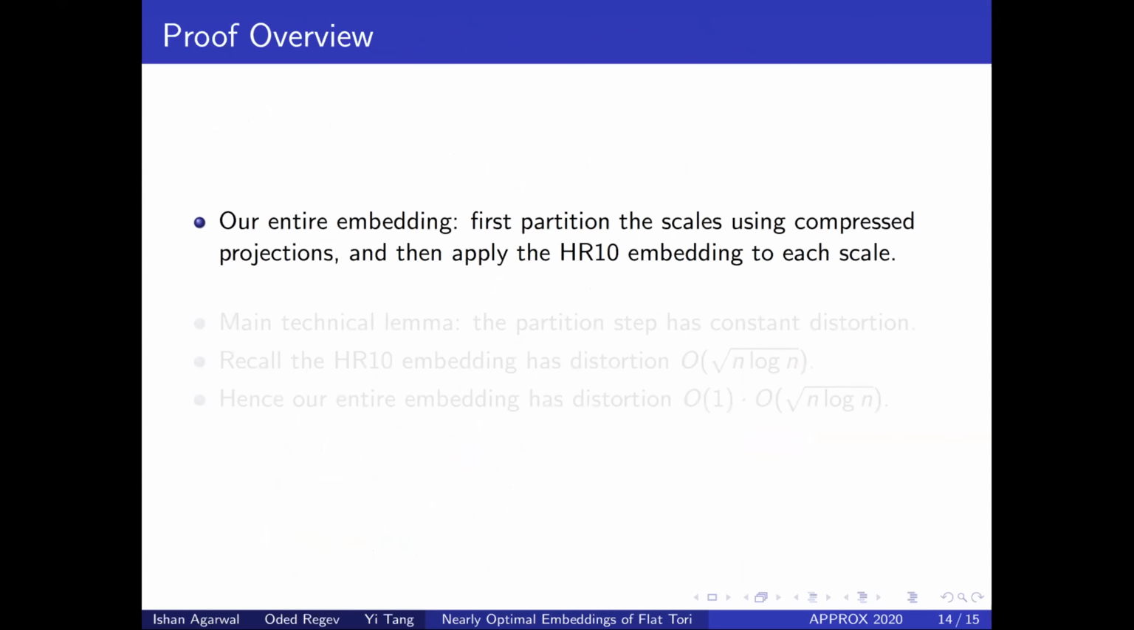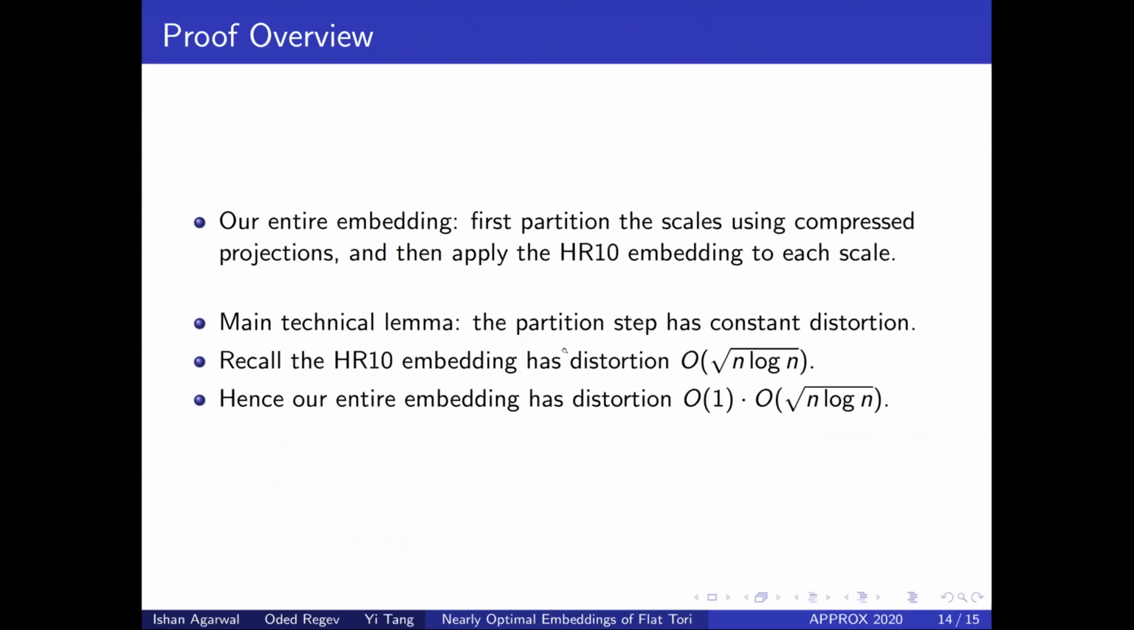So finally, the proof proceeds in 2 steps. We first break up our torus into these multiple tori. Somehow we control the scale so that the different scales are in different tori. And then the main step is we manage to get a constant distortion here. We take the torus and break it into separate scales. And because of this geometric series damping down effect, we get a constant distortion embedding in this part.